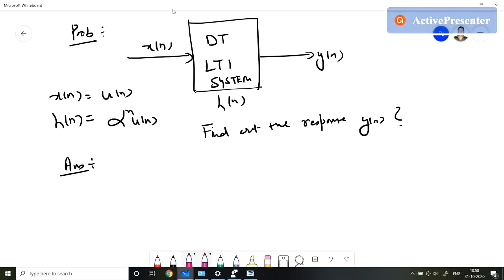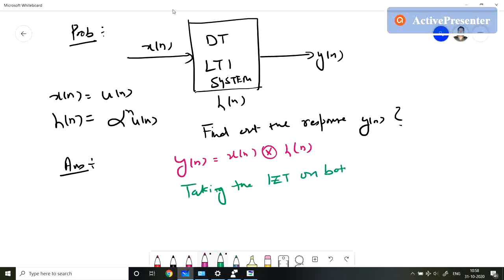So y[n] equals x[n] convolution with h[n]. So this is y[n]. Now taking the Z transform on both sides, we get Y(z) equals X(z) into H(z). That is, Y(z) equals X(z) multiplied by H(z).